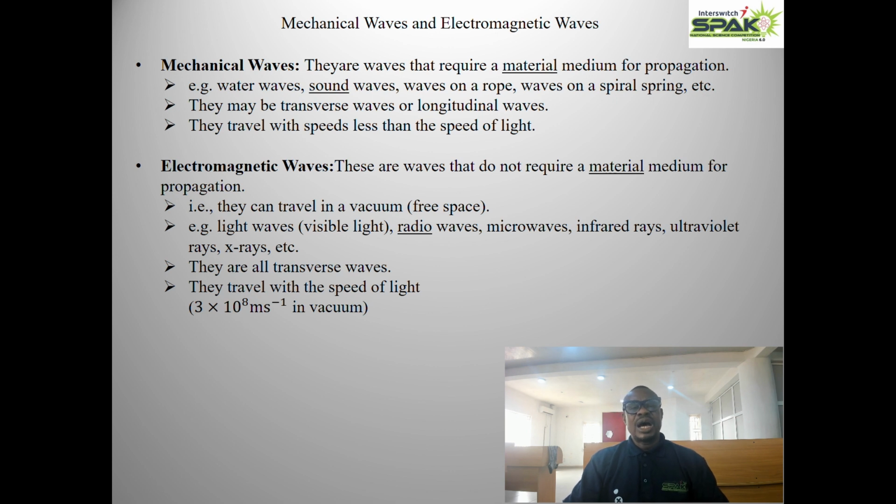R for radio, M for microwave, I for infrared, visible light, ultraviolet, X-ray, then gamma ray. They are all examples of electromagnetic waves. They do not require a material medium, and they are all transverse in nature. Meanwhile, there are some waves that are mechanical, requiring a material medium, and at the same time transverse. They can also be mechanical and longitudinal. So you can start looking at those before we answer our questions as follows.